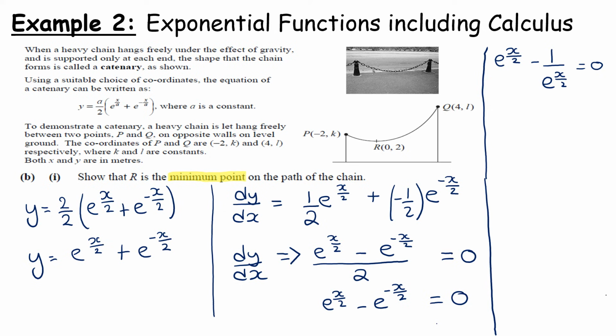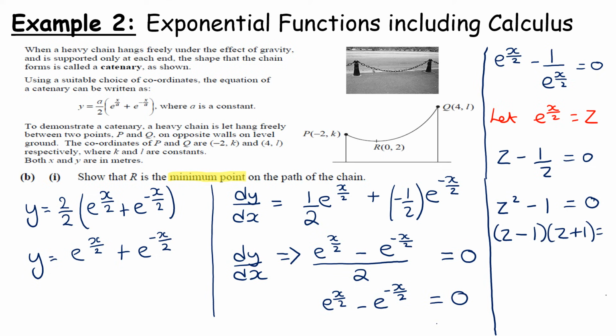Now, for most students, you'll find it easier to do a little bit of substitution here. So we let e to the power of x over 2 equal to something like, we have x, we have y, and we've already had an a, so we might use something like a z. So what we get is z minus 1 over z equals 0, and then we can work this through. I'm going to multiply everything by z. So I get z squared minus 1 equals 0. I'm going to factorize this: z minus 1, z plus 1, because it's a difference of two squares. So I get z equals 1 and z equals negative 1.